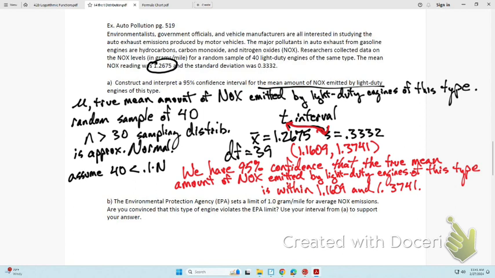And that's it. That's a T interval. There's more questions that we got to be ready for, but today that's it.